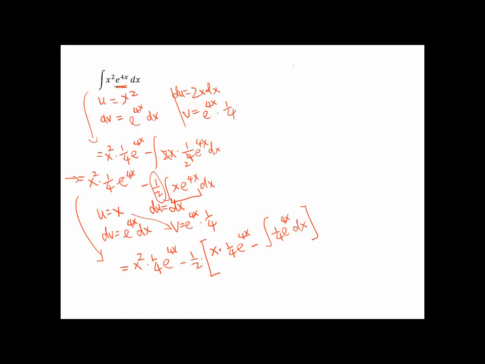I'm coming to here, so I want to keep copy x squared by 1/4 e to the 4x minus 1/2. Okay, so x times 1/4 e to the 4x minus, I can take this 1/4 out, right? 1/4 e to the 4x dx.